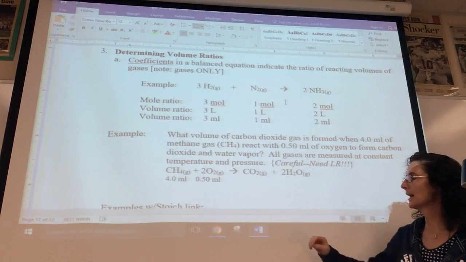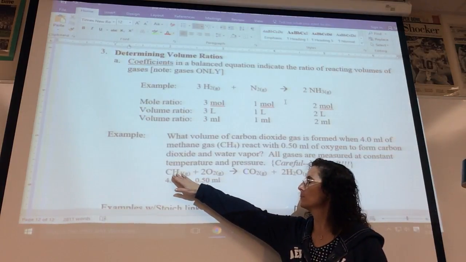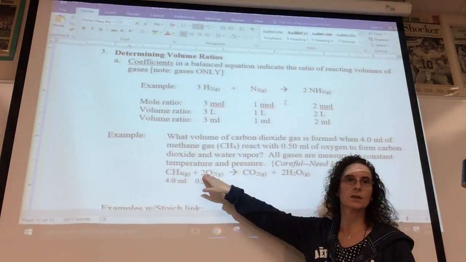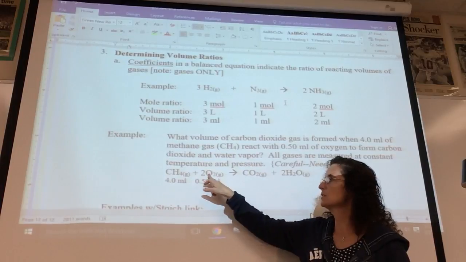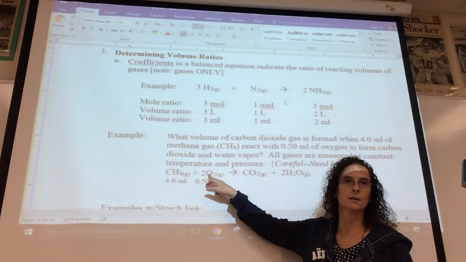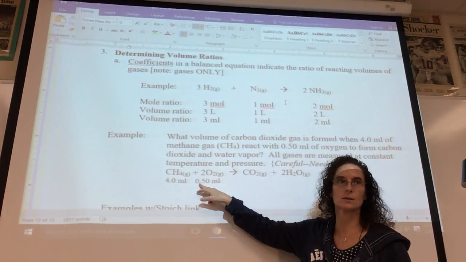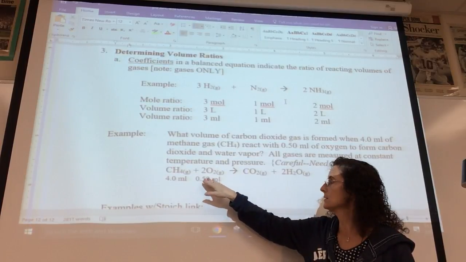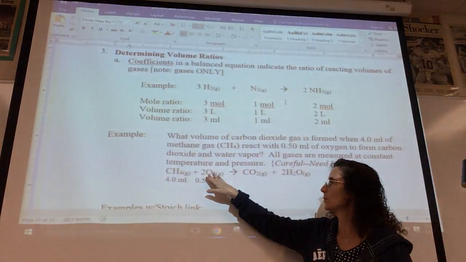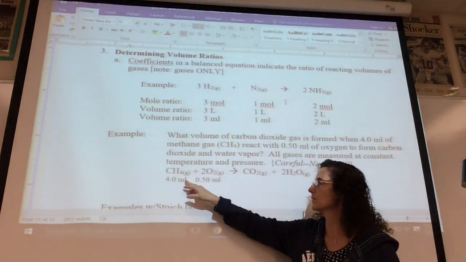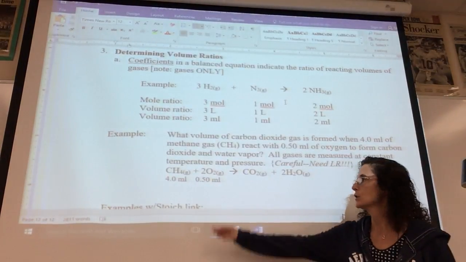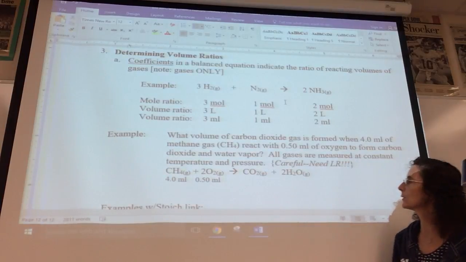So what you're looking at here is for every 1 mil of this, you need 2 mils of this. Well, if you had 4 mils of this, how many mils of this would you need to react with it? 8. And you're not even close, right? So this oxygen gas has to be the limiting reagent because you're not provided with twice as much of it as you are the methane. So here oxygen is the limiting reagent.